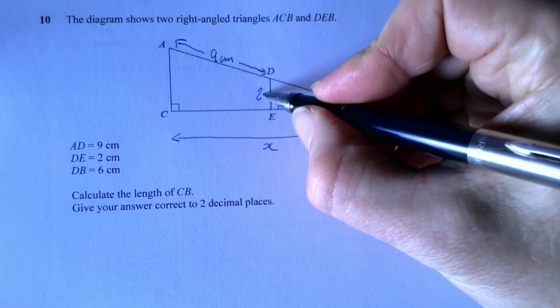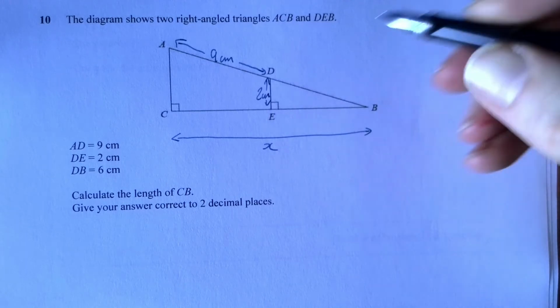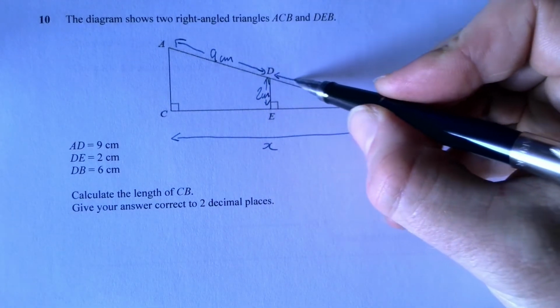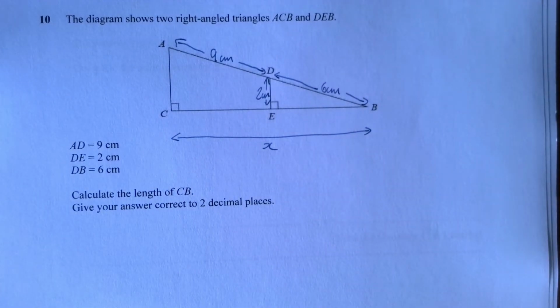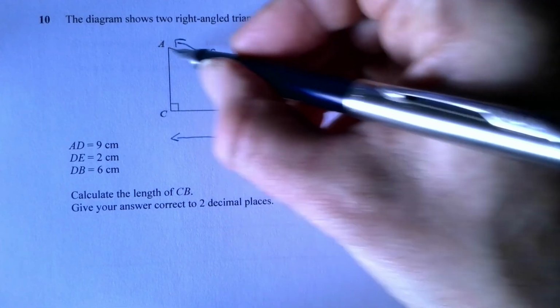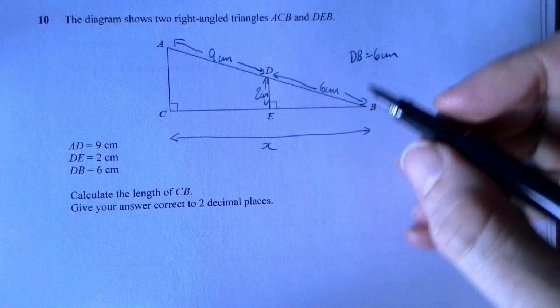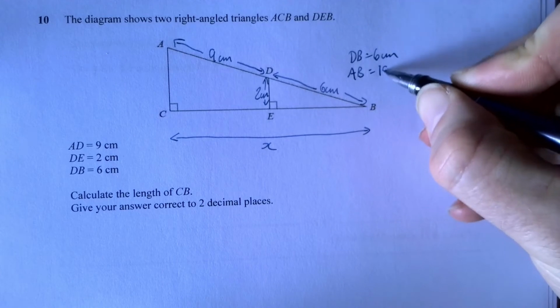We've got that one is 2 centimetres, and we've got that DB is 6 centimetres. So the fact that they are similar and that they're in proportion means that there's a number that you can multiply one length by and it will tell you another, and that'll be the same for that one to that one and all the others. So what we know is this length here, so you've got DB equals 6 centimetres, and AB is the critical one, is 9 plus 6 is 15 centimetres.